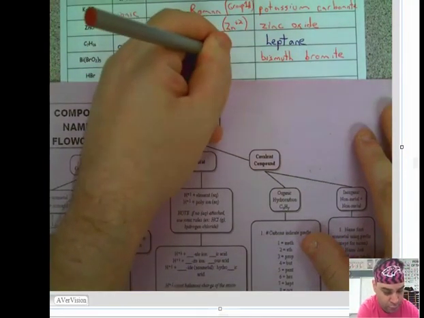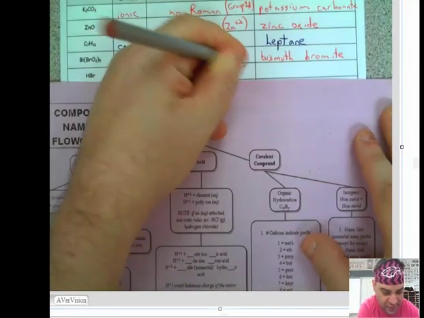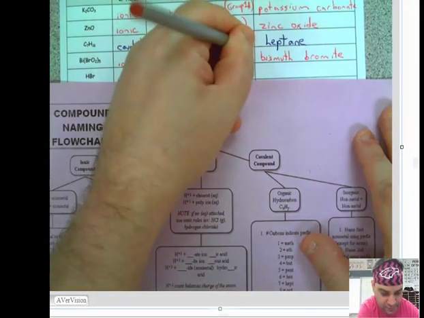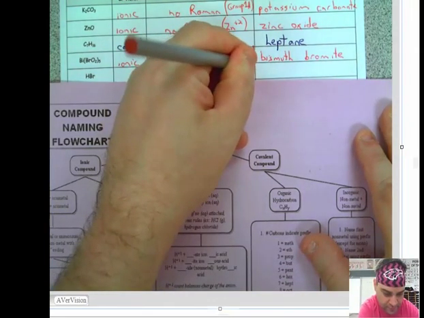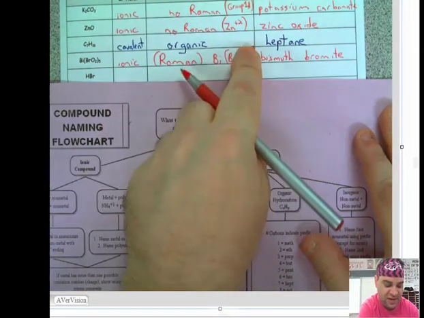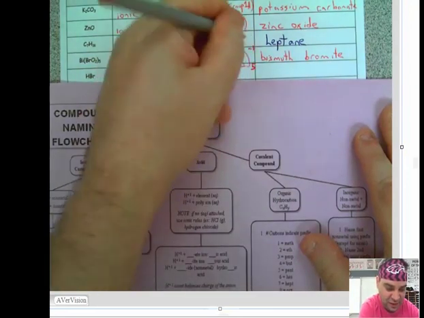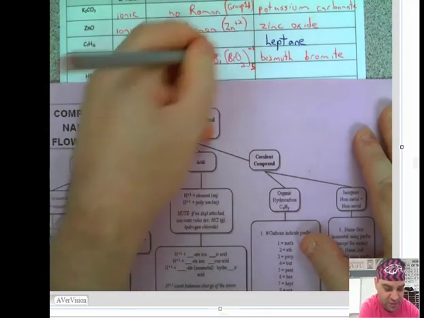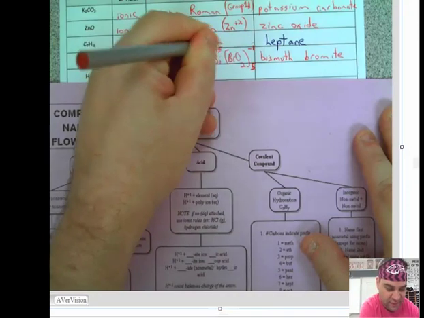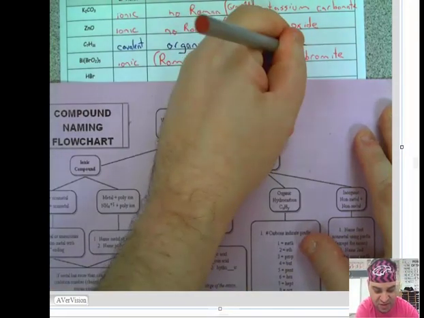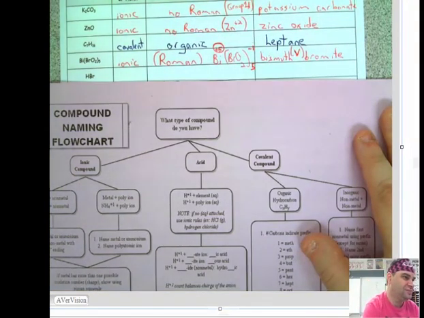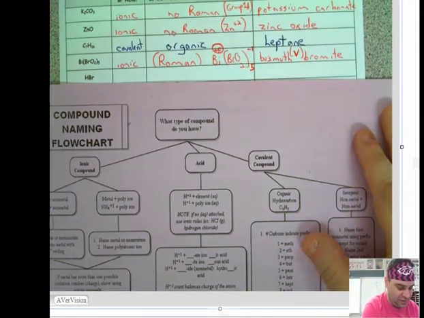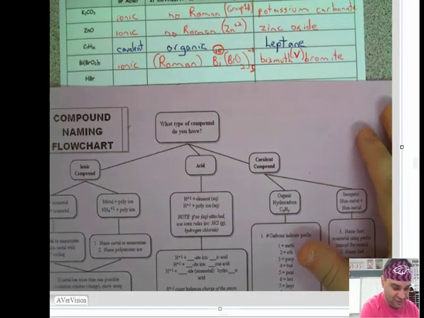Since bromite is -1, and there are 5 of them, 5 times -1 is -5. So bismuth must be +5. So this is bismuth(V) bromite. That's the official name. Oh, Mr. Harridan, you messed up the sheet here.